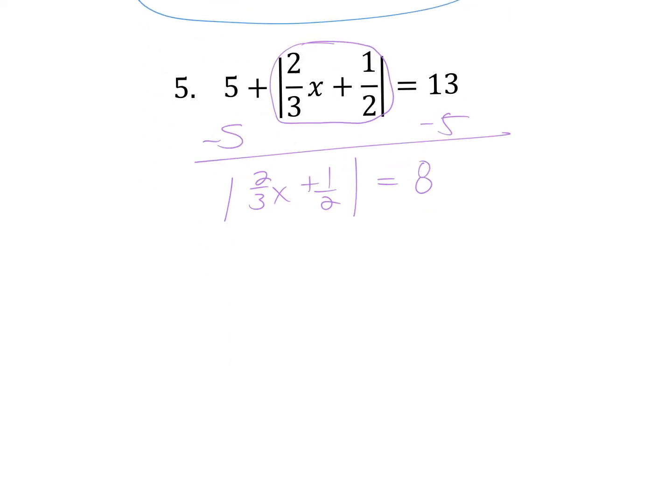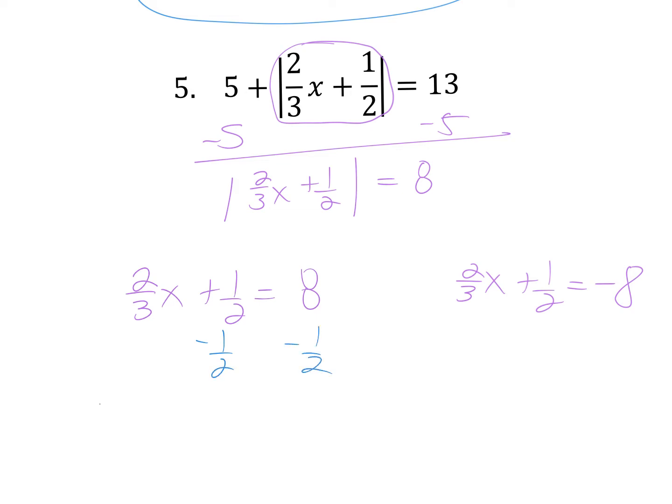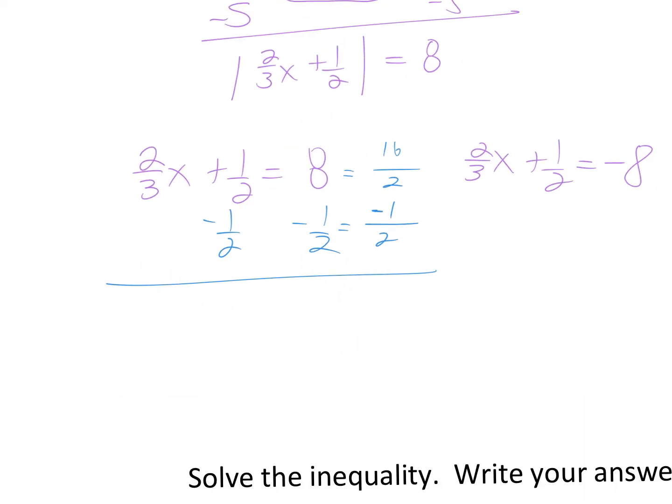Now that the absolute value is by itself, go ahead and split it up. You have 2/3 x plus 1/2 equals positive 8. 2/3 x plus 1/2 equals negative 8. You're going to have to get a common denominator, guys. We should be getting better at this, but if I'm going to subtract 1/2 from both sides, all right, common denominator between 1 and 2 is going to be 2. So this is going to stay negative 1/2. What does 8 over 1 become? 16 over 2. Good. So this is 2/3 x equals 16 minus 1 is 15 over 2.